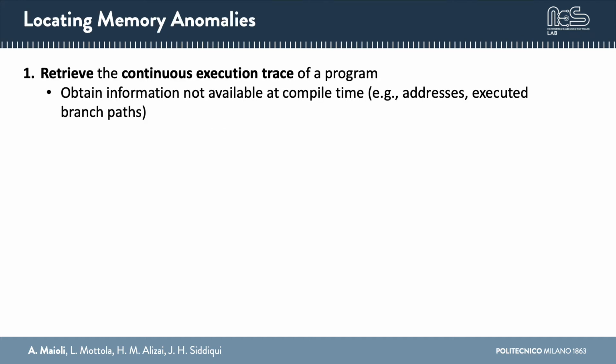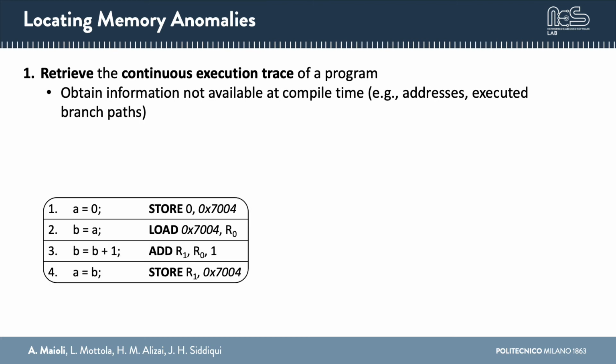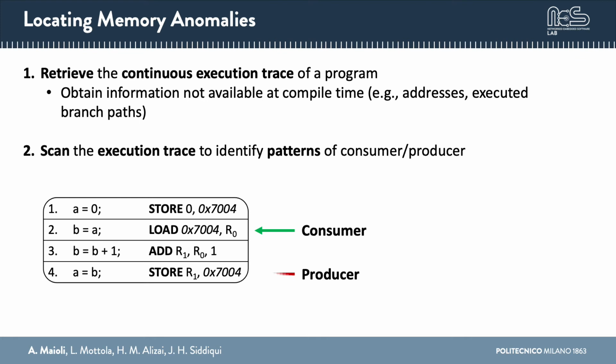The previous analysis allows us to test intermittent executions and to evaluate the effects of intermittent anomalies. However, if you're only interested in locating where an anomaly may happen, we follow a different approach. We execute the program once and we retrieve its execution trace. The execution trace contains all the information that is usually not available at compile time, such as accessed addresses and executed branch paths. Then, we scan the execution trace to identify the consumer-producer pattern which we previously described.